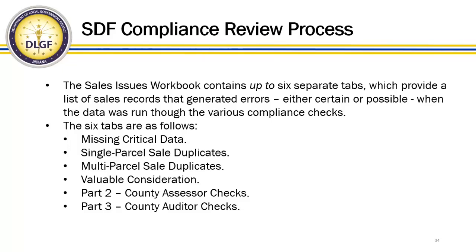By far, the most important one is the first one that I've listed there, the missing critical data. That's going to be the one that really has an impact on whether or not you are listed as non-compliant or compliant. So we'll go into some more detail there, but that's the big one. There's also a tab for single parcel sale duplicates, multi-parcel sale duplicates, valuable consideration, something that we call Part 2, the county assessor checks, and then finally Part 3, the county auditor checks.